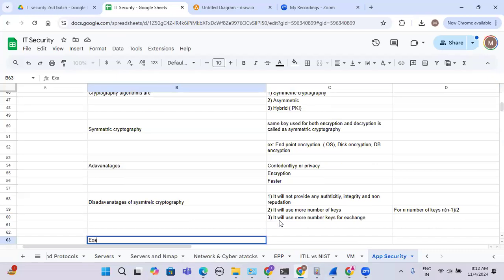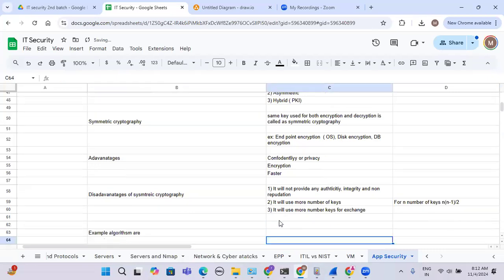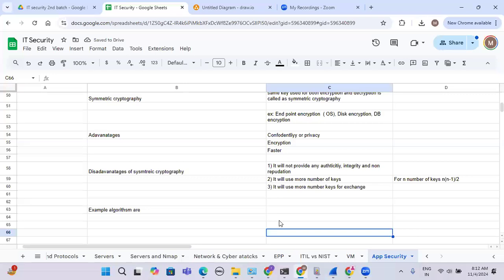Now, example algorithms. What are the example algorithms that scientists invented on the symmetric side? RC4. RC4 is named after a scientist called Rivest, and the 4 is a version. Whatever symmetric algorithms we are using are almost all less than 256 bits. The remaining ones are more than 256. So all of these are less than 256 bits only.